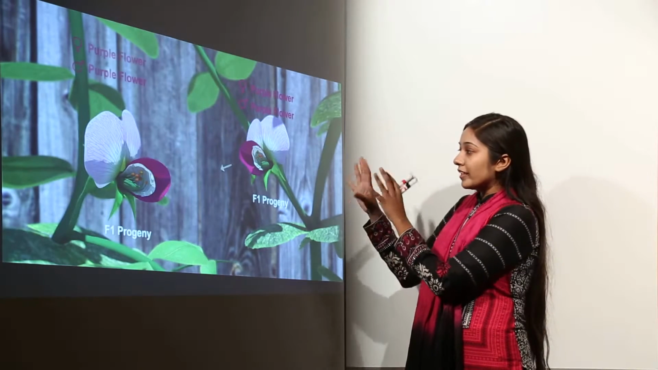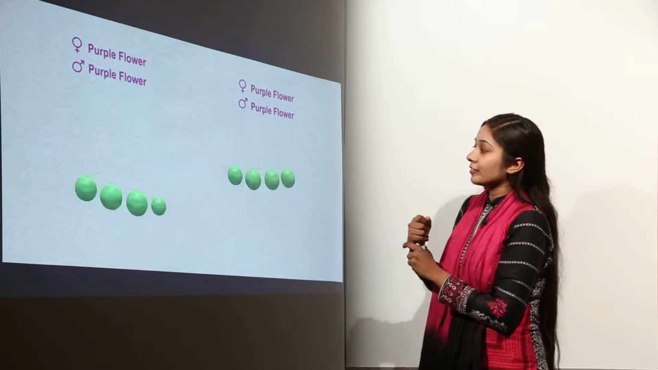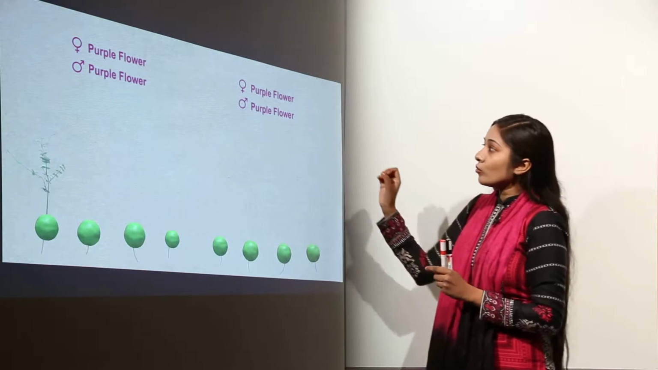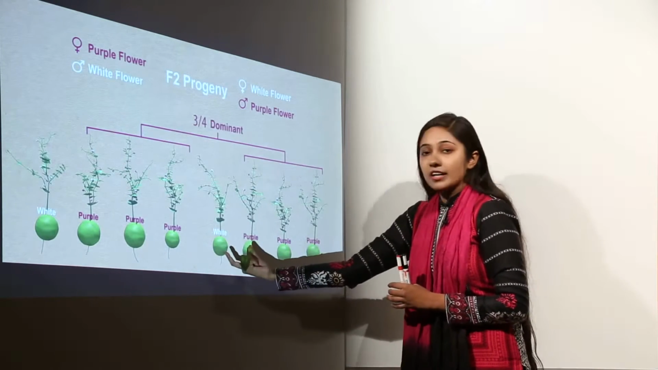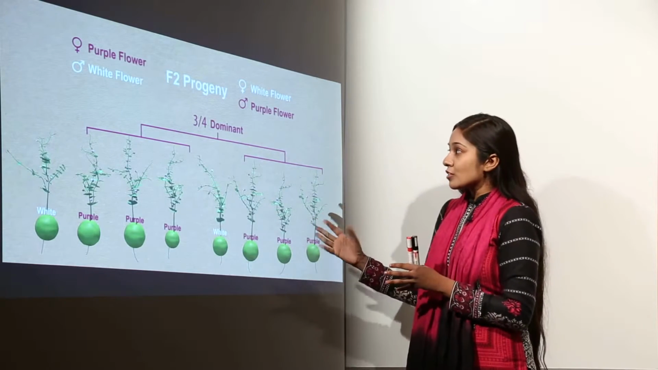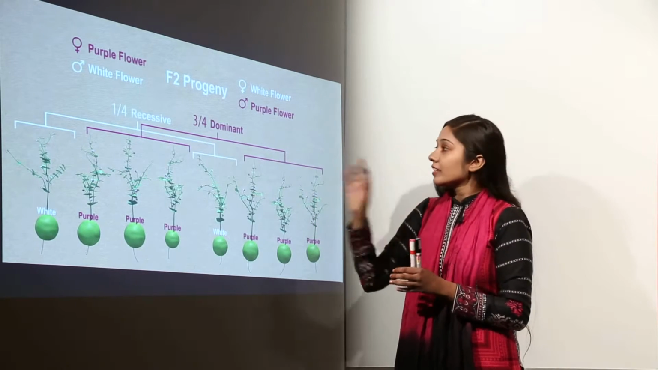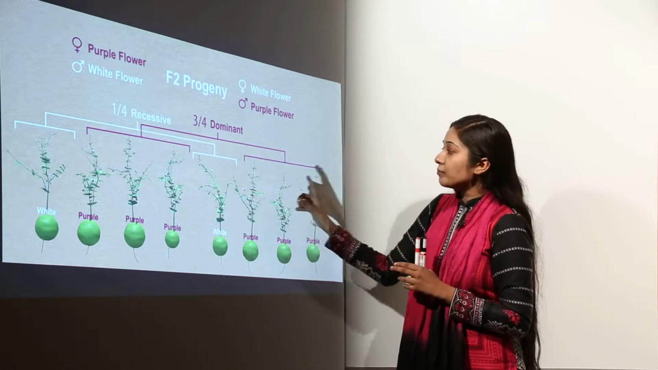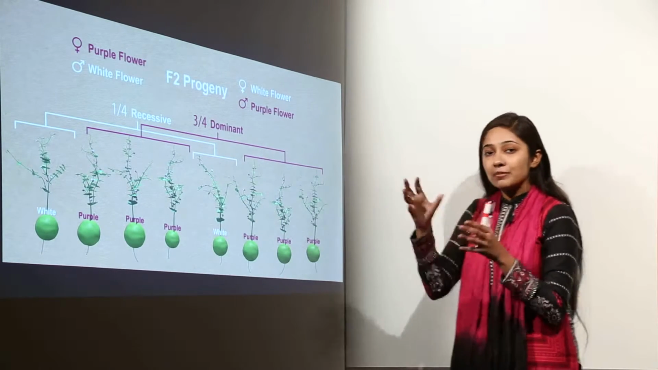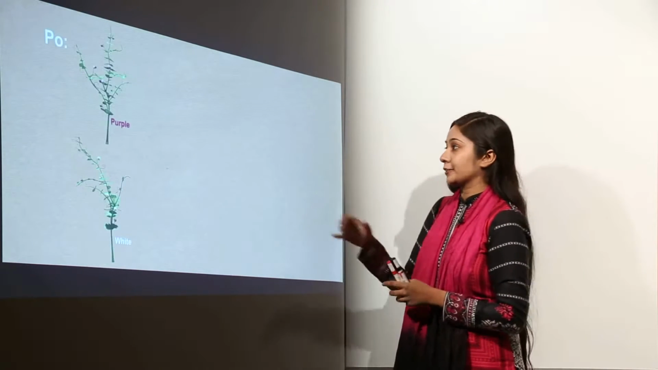So this is a true breeding variety of the flowers. Now we have purple flowers and purple flowers. What happened? One plant was having white flowers. So means the ratio is 3 to 1. So three plants were what? Showing the dominant trait, and 1 plant was showing the recessive trait. That means it was showing white flowers.